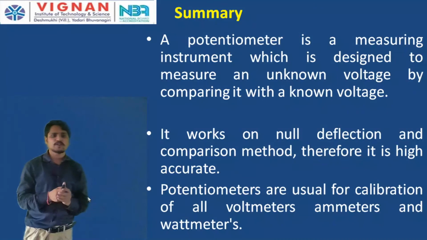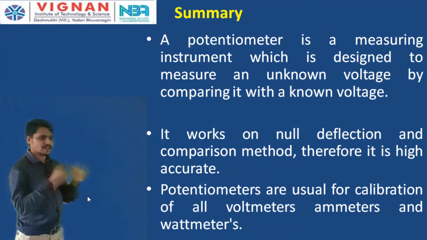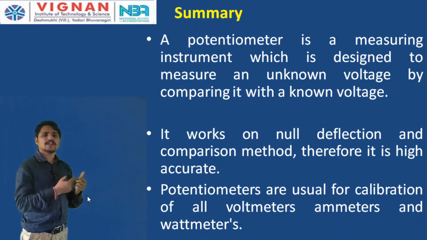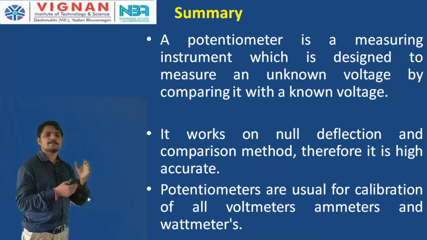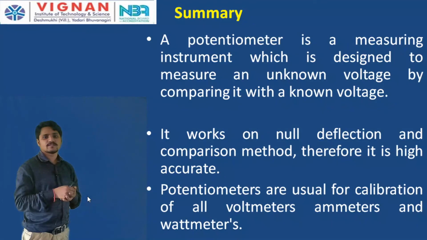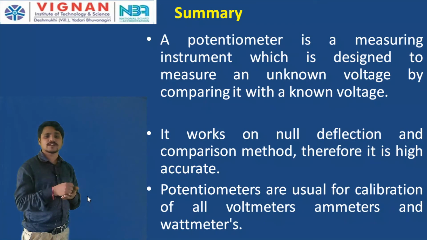So now let us summarize what we have discussed. So what is the potentiometer? We have discussed that the potentiometer is a measuring instrument which is used to measure an unknown EMF by comparing it with a known EMF. It works on the principle of the comparison method, that is the null deflection method. Whenever the balanced condition is obtained, that is, null deflection is obtained in the galvanometer, the voltages are equal. Therefore the current flowing through the circuit is 0 at balanced condition.